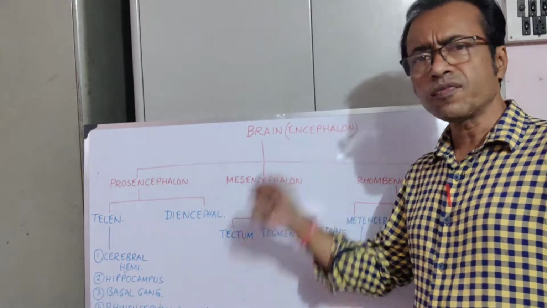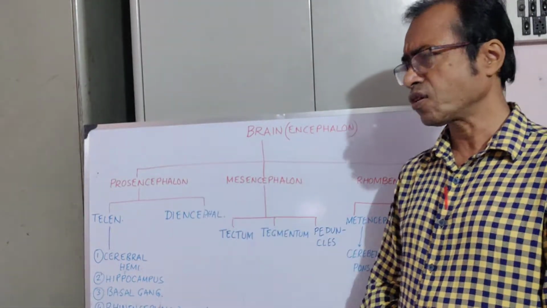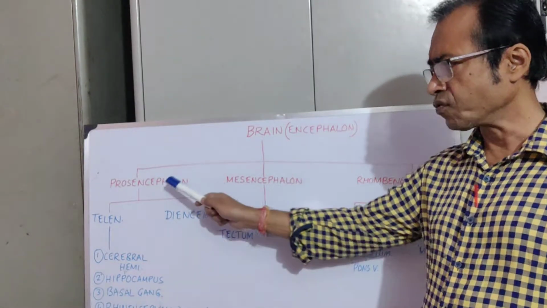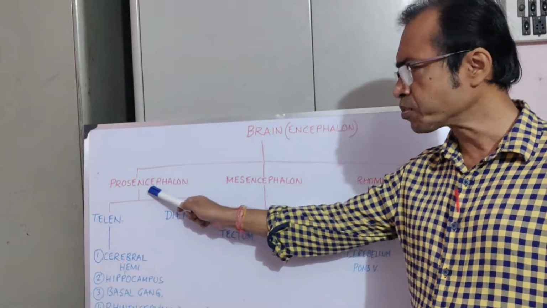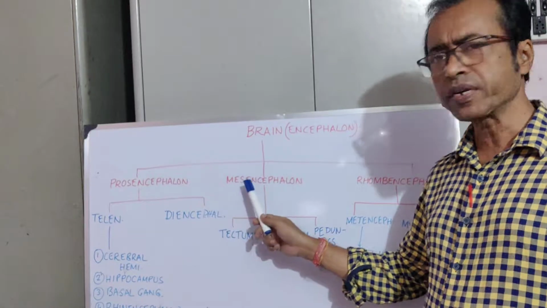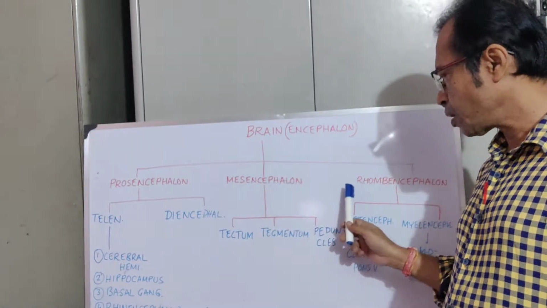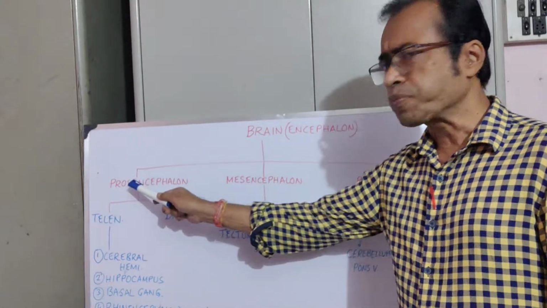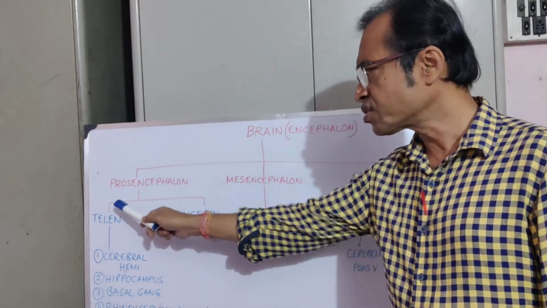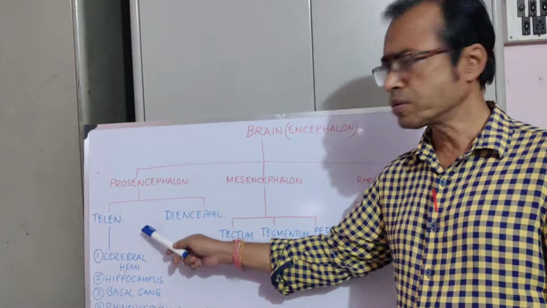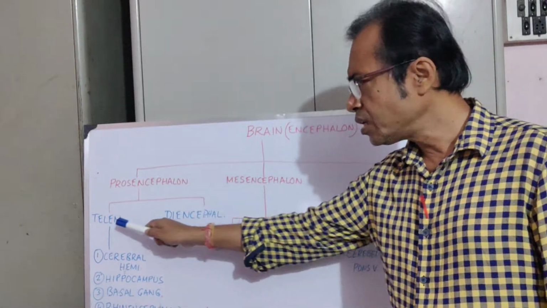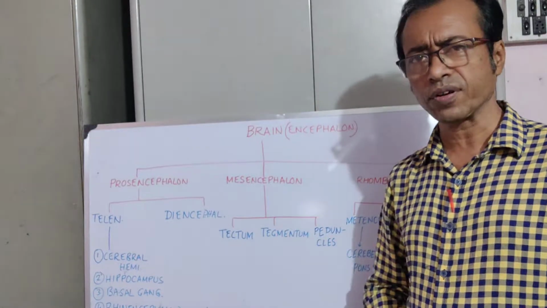Now encephalon consists of the forebrain, midbrain and hindbrain. The forebrain is known as prosencephalon, midbrain is known as mesencephalon, and hindbrain is known as rhombencephalon. Now prosencephalon itself is divided into two types. One is telencephalon, another is diencephalon.